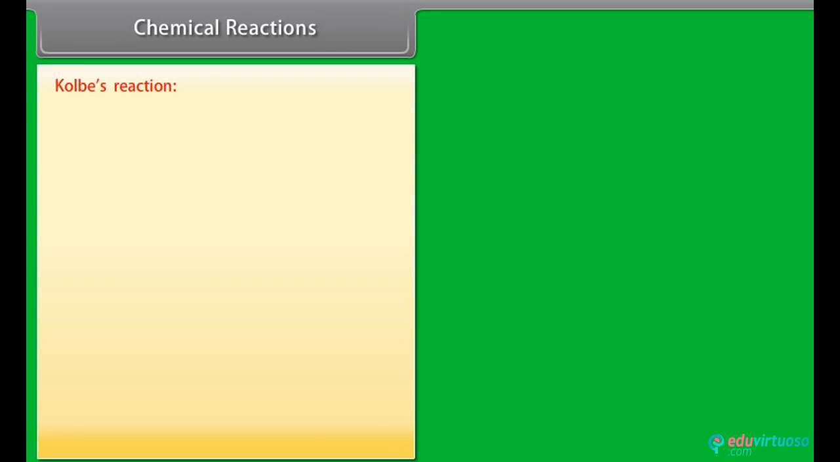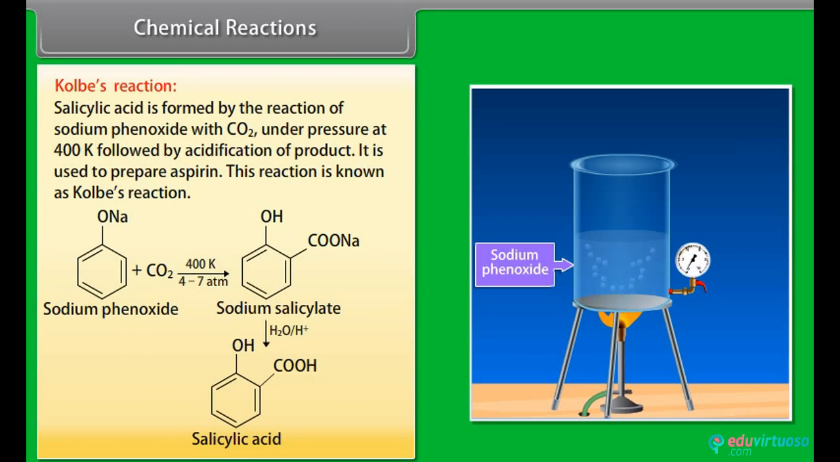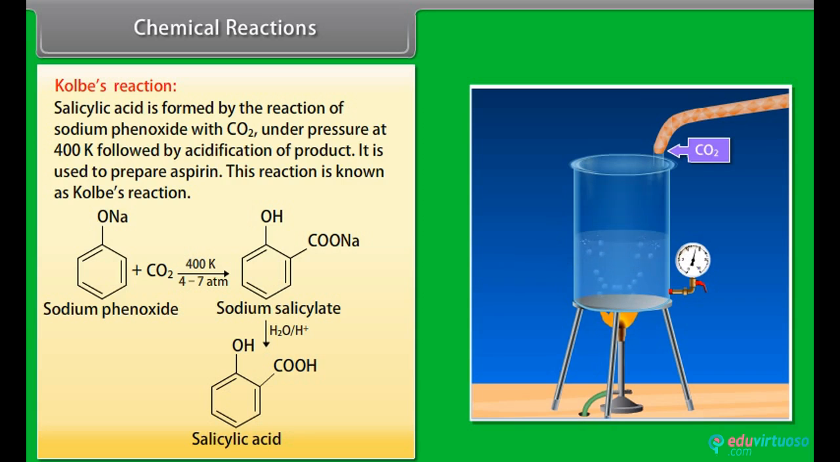Kolbe's reaction. Salicylic acid is formed by the reaction of sodium phenoxide with carbon dioxide under pressure at 400 Kelvin, followed by acidification of the product. It is used to prepare aspirin. This reaction is known as Kolbe's reaction.